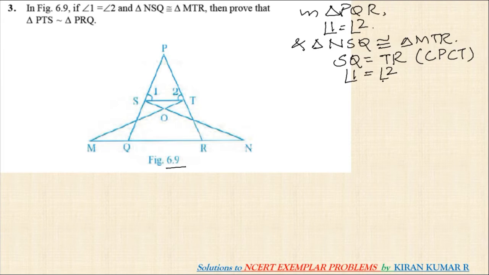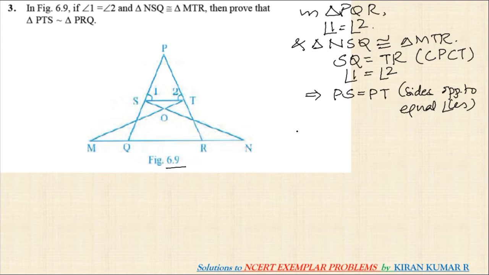Since angle 1 and angle 2 are equal, the side opposite will be equal, that is PS equal to PT. This is because consider the ratio PT upon TR equal to PS upon SQ, the ratio will be equal. Now I'll take the ratio PS upon SQ equal to PT upon TR.